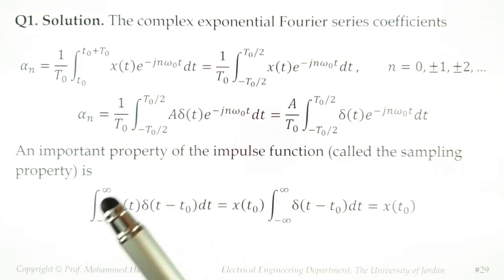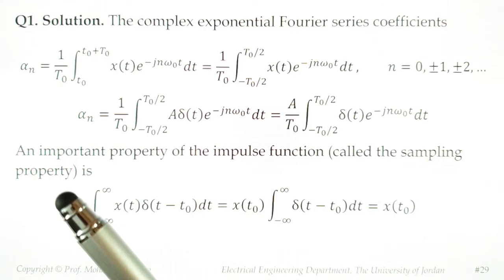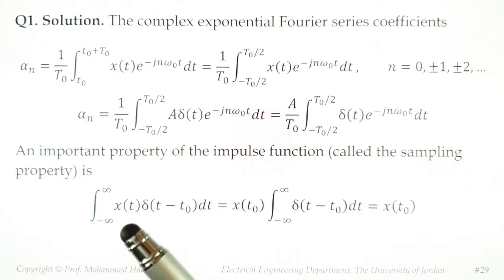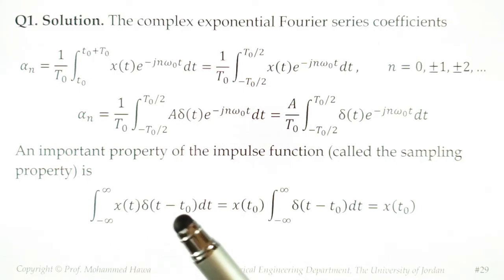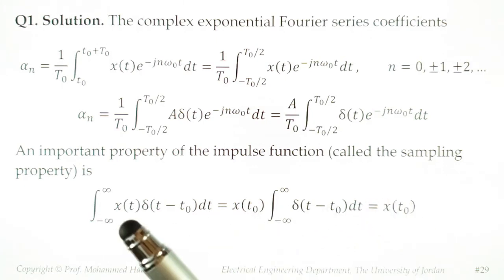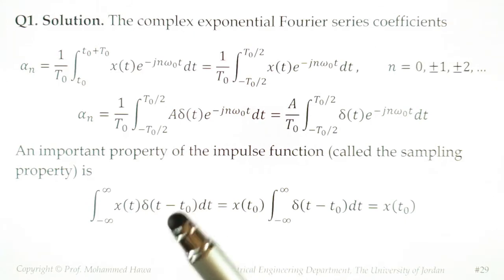very important property for the impulse function called the sampling property, which I want you to memorize. This is a well-known property of impulse functions. Some people even use it to define the impulse function in the first place. The sampling property says the integral of x of t times delta of t minus T naught dt is equal to x of T naught. So if you multiply any function by an impulse function located at time T naught, what you get is the value of the function at T naught.